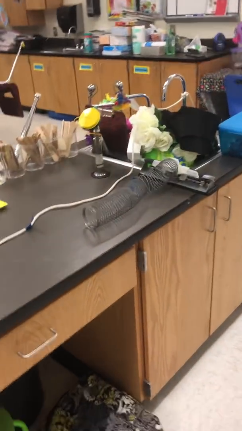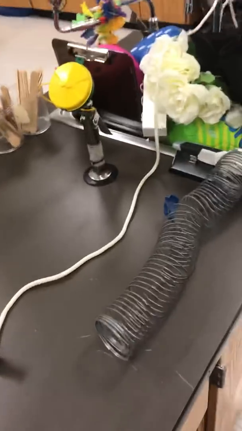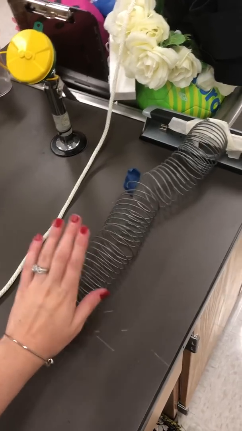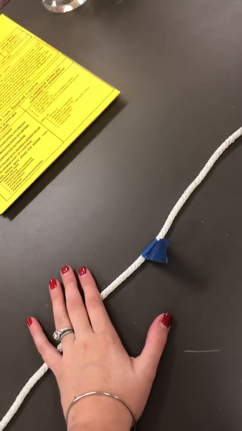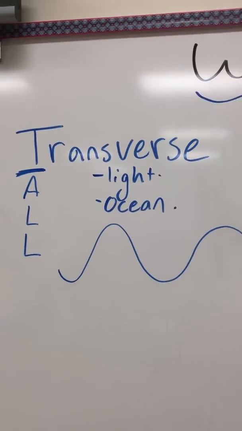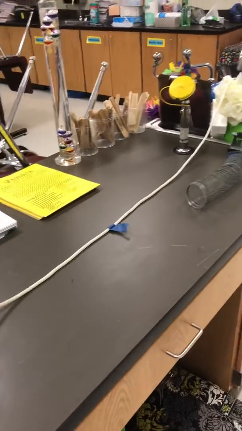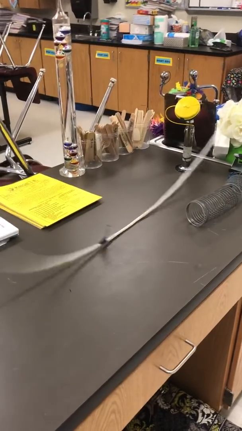So speaking of slinkies, ta-da! I'm actually going to demonstrate to you a longitudinal wave and a transverse wave. My slinky is going to be my longitudinal wave. My rope is going to be my transverse wave. First I'm going to do the transverse wave as best I can. I'm going to flick it so that it goes up and down.